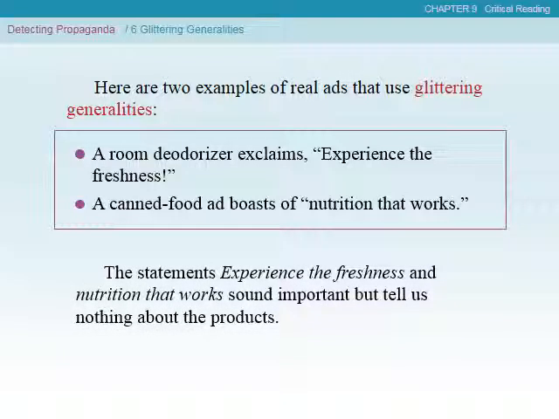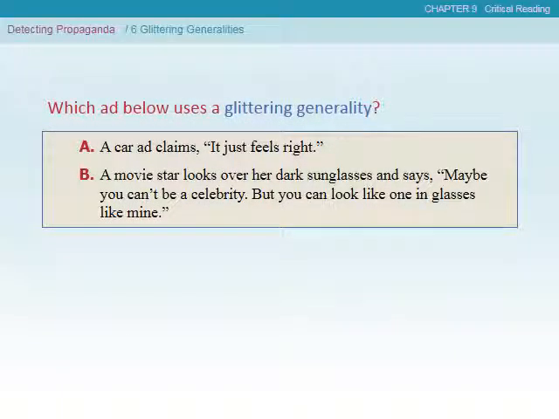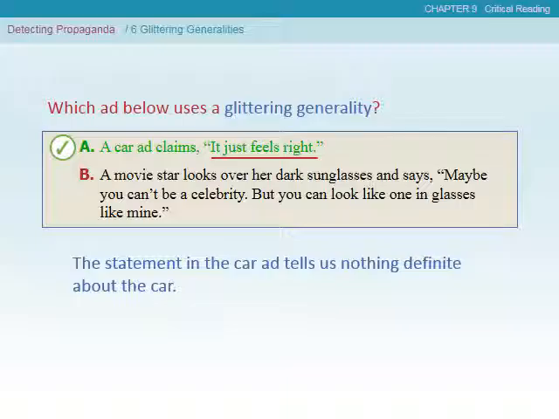Both of those, yeah, experience freshness. I want to experience the freshness. I want nutrition that works, but I don't understand what either of those are saying because they don't seem to mean anything. So here's another example. A car ad claims, it just feels right. A movie star looks over her dark sunglasses and says, maybe you can't be a celebrity, but you can look like one in glasses like mine. So the first one, right? It just feels right. What the heck does that mean? It doesn't tell us anything about the car.